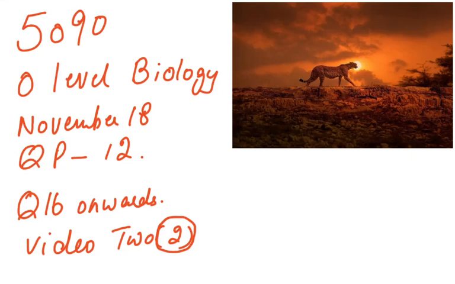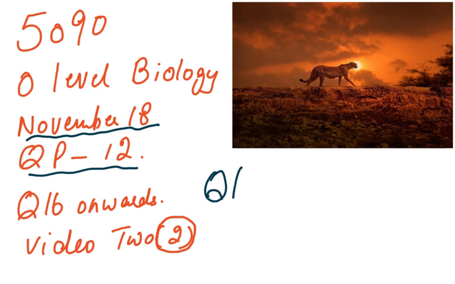Bismillah ar-Rahman ar-Rahim. This is 5090 O-Level Biology. This is the second video of the November 18 question paper 1-2. We did the first 15 questions. Now we are going to start with question 16 and let's see how many we can do in this video.